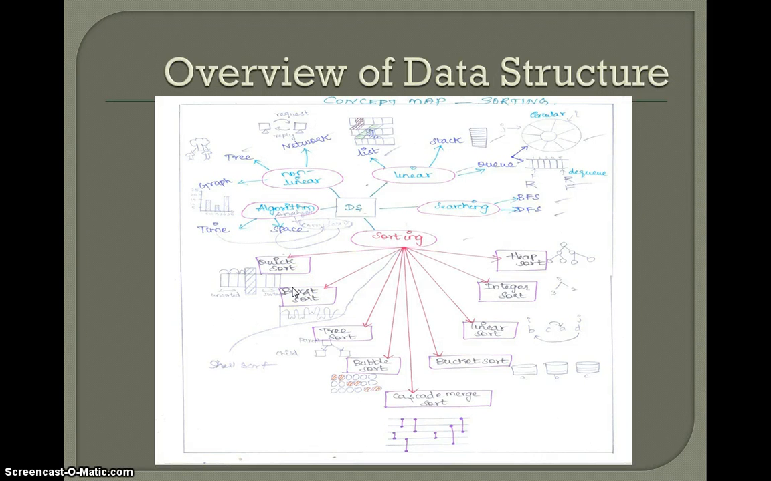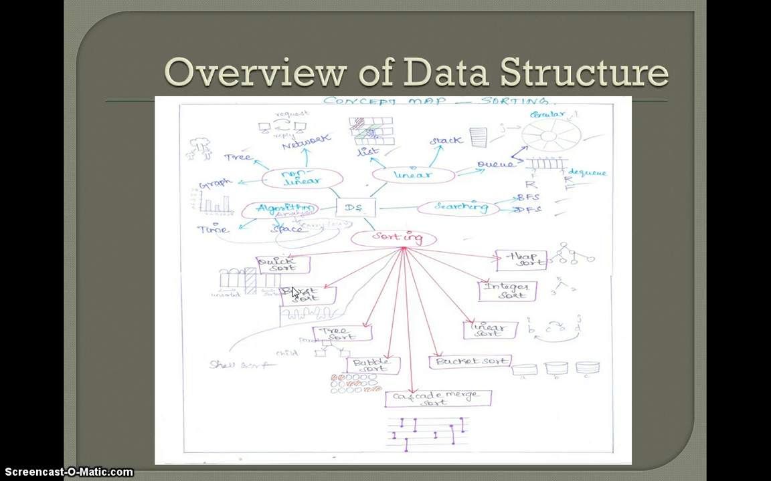Now let us see the overview of data structure. The data structure can be broadly divided into five groups: non-linear and linear, then searching, then sorting, then algorithm analysis. The data structure is mainly used in two categories, linear and non-linear.